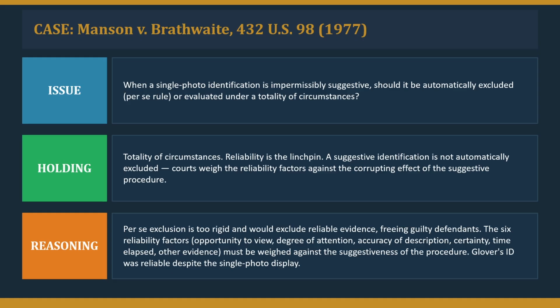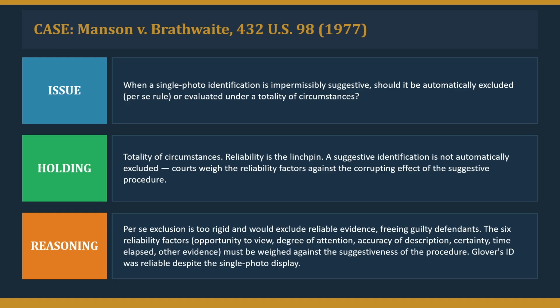The Court of Appeals agreed and reversed the conviction, reasoning that a per se rule of exclusion should apply whenever an identification is both unnecessarily suggestive and unnecessary, meaning that the police could have easily used a proper photo array instead. The Supreme Court reversed. The majority, written by Justice Blackmun, rejected the per se exclusion rule and adopted instead a totality of the circumstances reliability test that was just outlined. Then the court applied that test to Glover's identification.